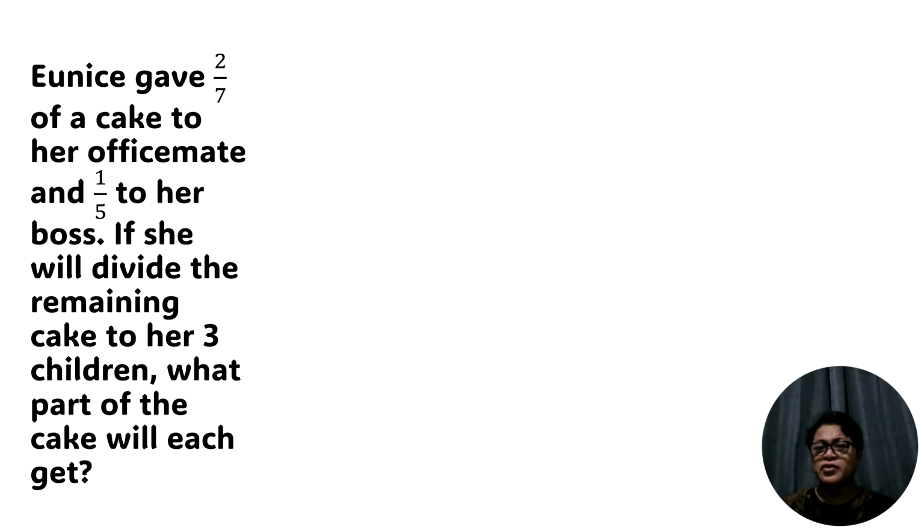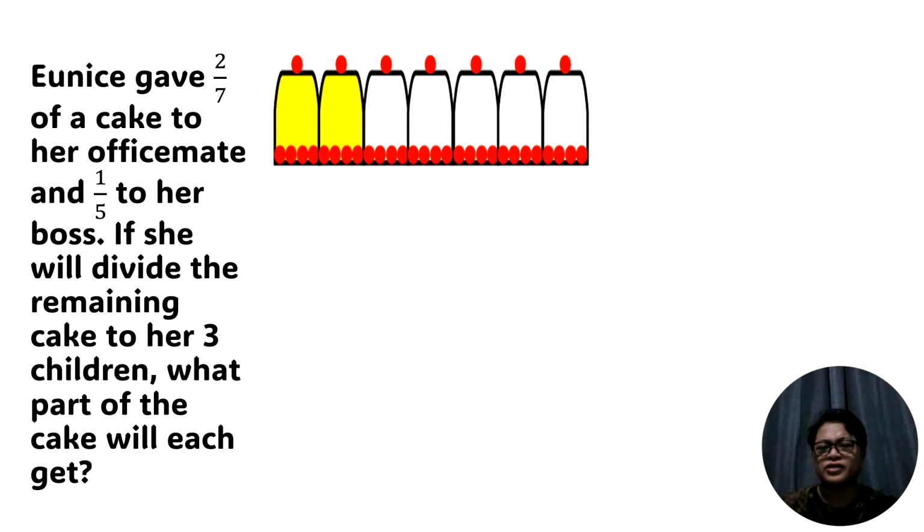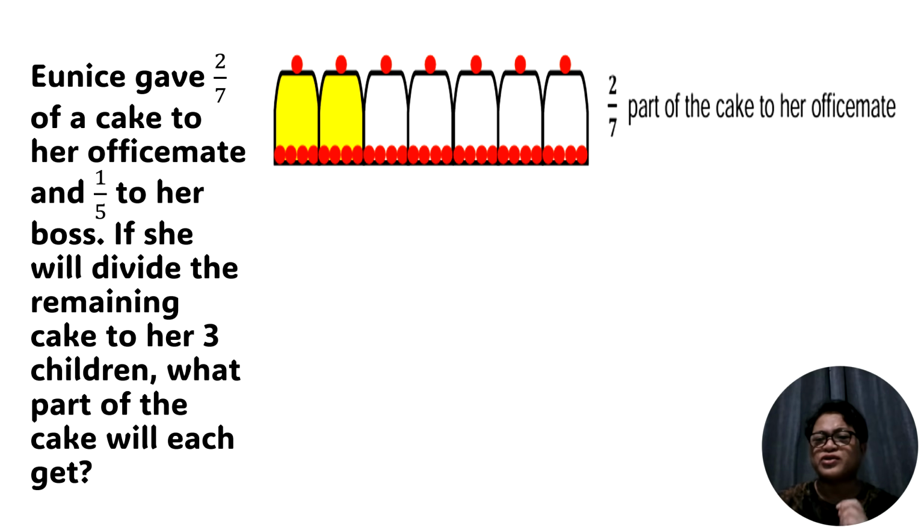Okay, let's now solve this problem using an illustration. First, you're going to divide the cake into 7 parts. It says there, 2/7 of the cake was given to her office mate. So let's have the 7 parts of the cake, in which 2 parts, the shaded parts, represent 2/7, which was given to her office mate.